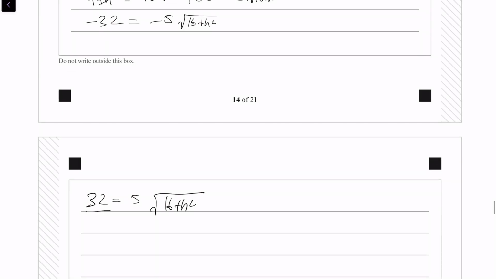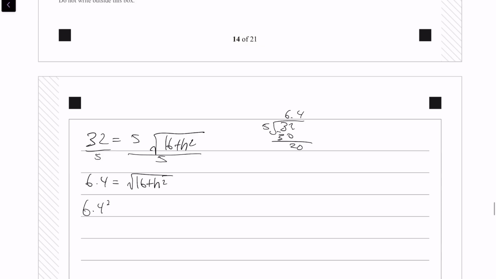I know that I'm trying to get h on its own. So 32 divided by 5 is, if I do that in long division, I get 6.4, okay, equals the square root of 16 plus h squared, okay? And then I will square 6.4, to get rid of the square root on the right-hand side.